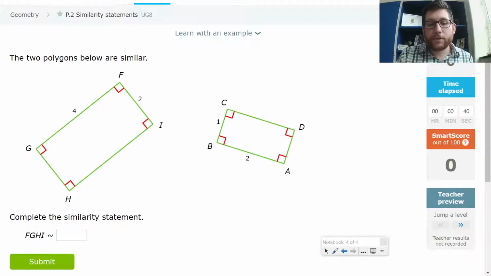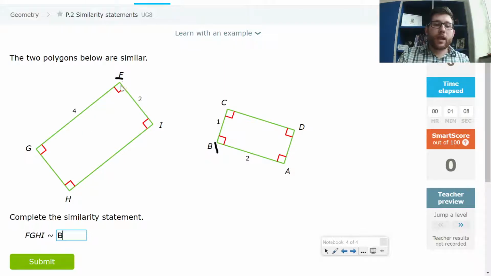Now, they've got F, G, H, I. So what I need to do is find a corner that matches with F. Now, notice, it's a 90-degree angle. I can actually pick any of these 90-degree angles, and it would match with F. I'm going to match with angle B here, okay? But you could do C or D or any of those as long as you get the other ones in order correct. All right, so for this first one, I'm going to put B.